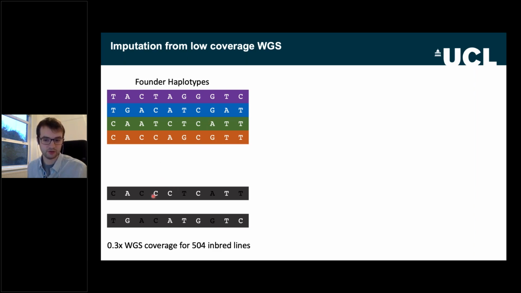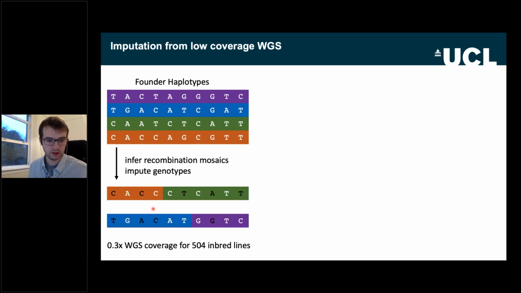So from the observed genotypes, we can infer which founder contributed to each locus, the founder ancestry. So that looks something like this. And then we use the blocks of founder ancestry to fill in what these unobserved missing genotypes are. So here the founders are basically serving a similar role to a haplotype reference panel.